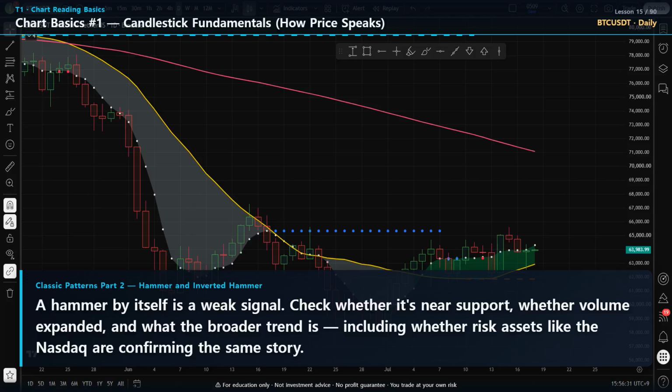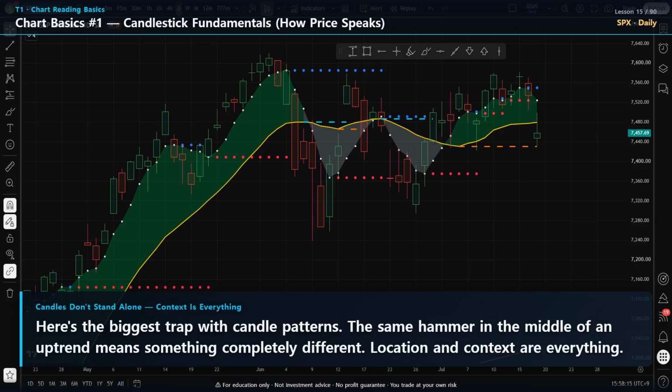A hammer by itself is a weak signal. Check whether it's near support, whether volume expanded, and what the broader trend is, including whether risk assets like the NASDAQ are confirming the same story. Here's the biggest trap with candle patterns. The same hammer in the middle of an uptrend means something completely different. Location and context are everything.